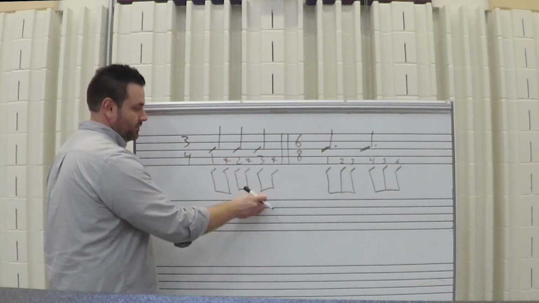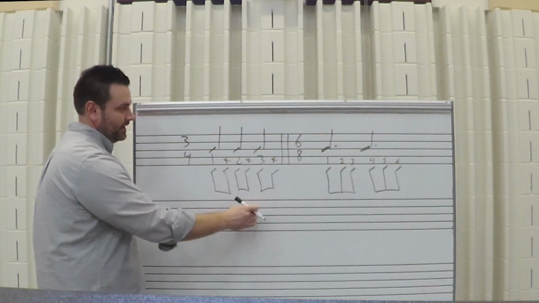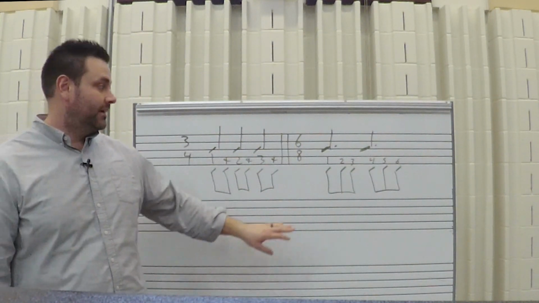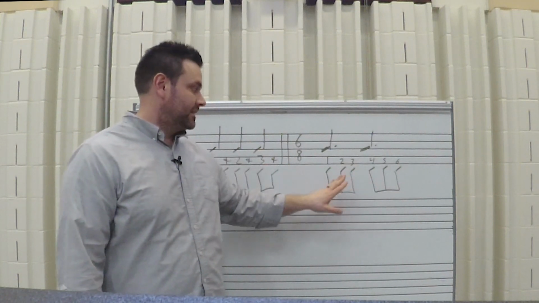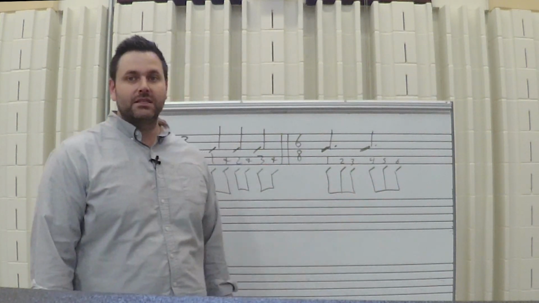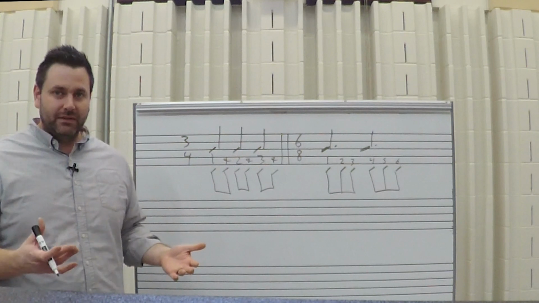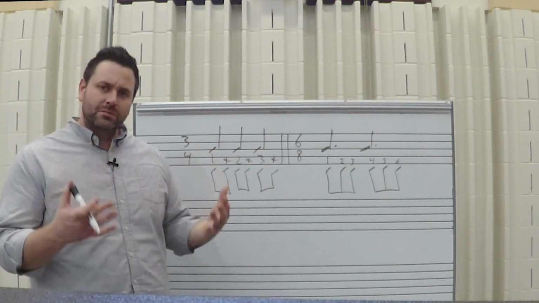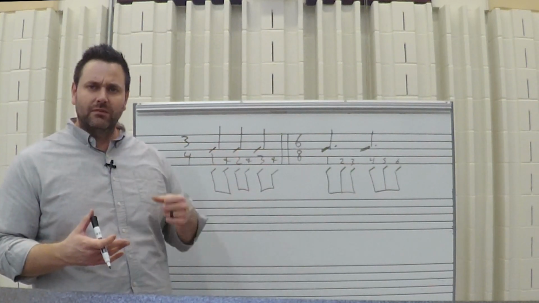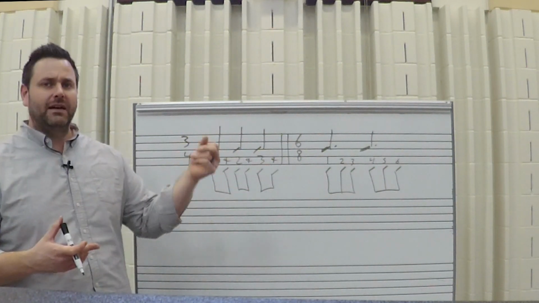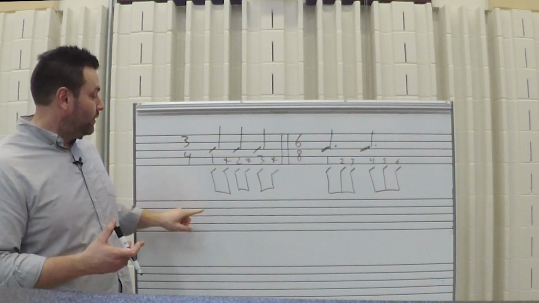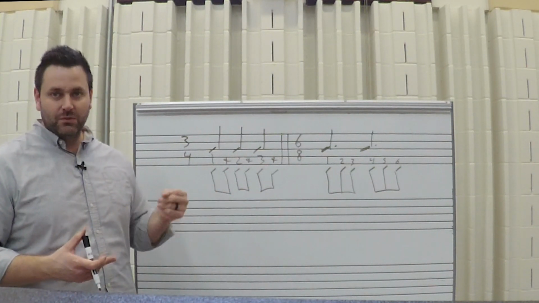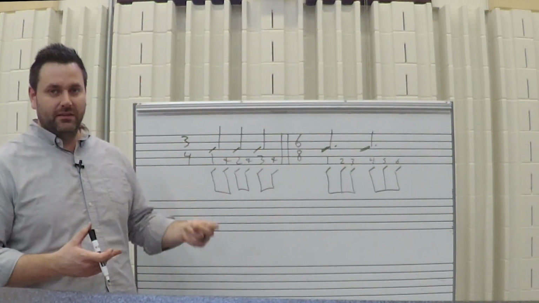1 and 2 and 3 and 1 and 2 and 3 and. In 6/8, we're feeling it in 2 groups, right? 1, 2, 3, 4, 5, 6. So it has kind of that triplety feel. 6/8 has kind of the triplety feel. The groups of 3, 1, 2, 3, 4, 5, 6. Whereas 3/4 has the groups of 2 sort of feel. 1 and 2 and 3 and 1 and 2 and 3 and.